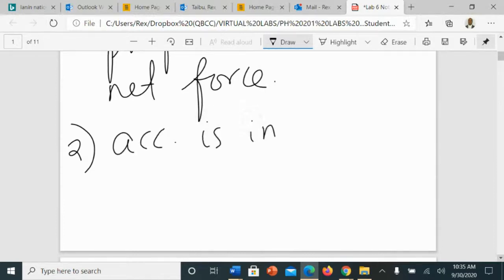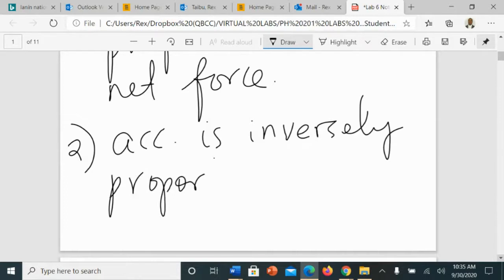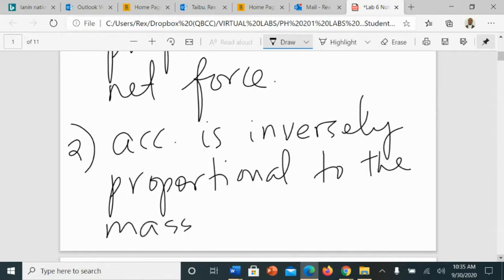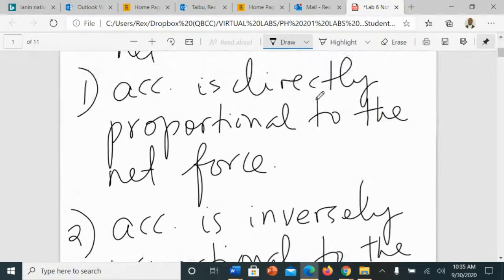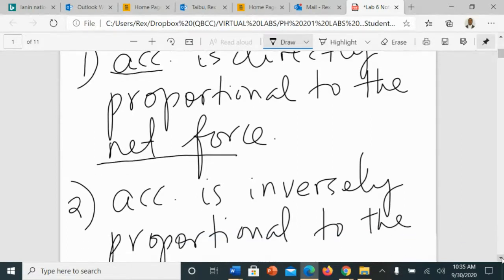Acceleration is inversely proportional to the mass. So what does this mean? It means the more the mass, the less the acceleration, and vice versa. And the first one says that the more the net force, the more the acceleration. All right, so these are just coming out of the equation itself.